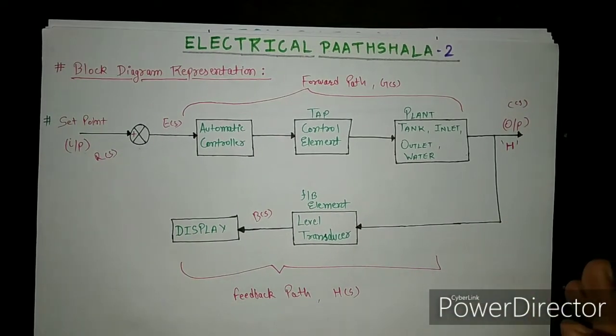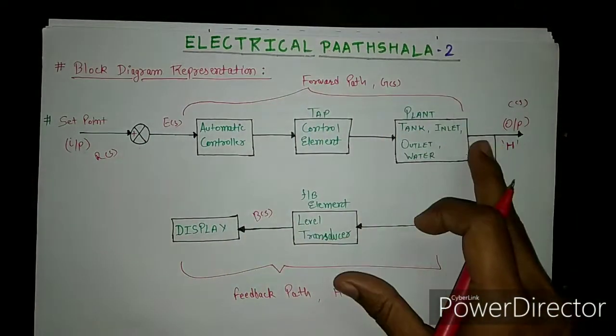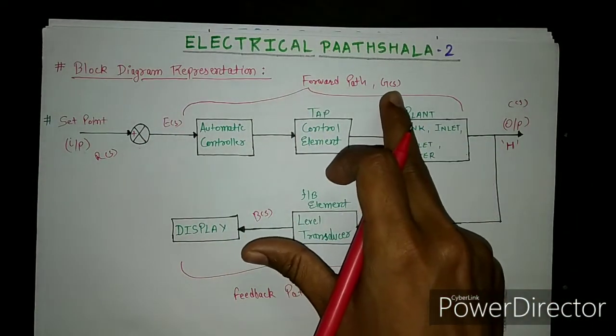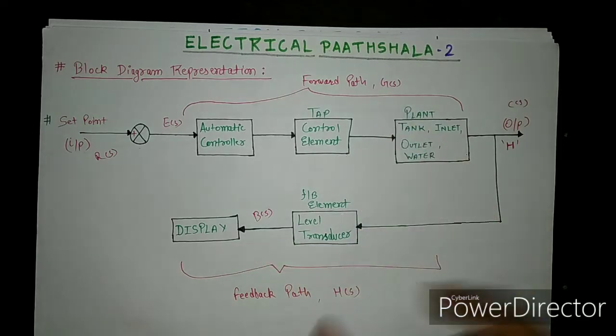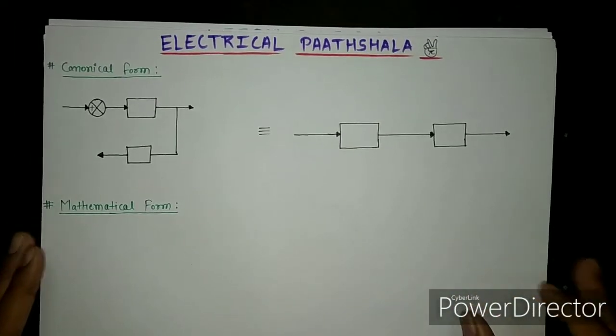Now this block diagram can be represented by a canonical form, and you know that in canonical form we only use general notations. So these three blocks will be replaced by the forward path gain block G(s) in the canonical form, and this feedback mechanism will be replaced by the feedback path gain block H(s). So this is your canonical form.